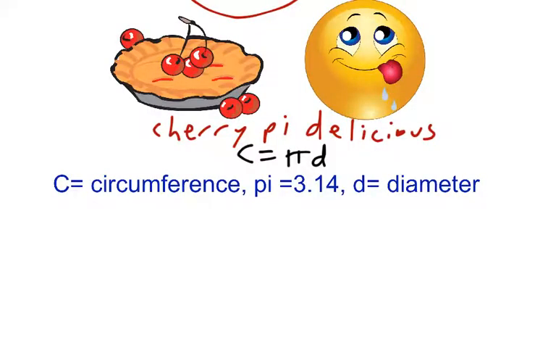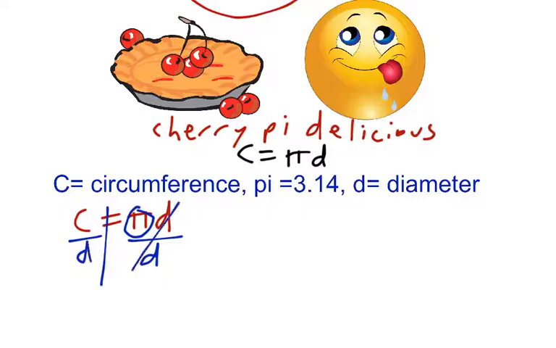All right, I want to make sure that you guys understand what pi really means, because pi is the ratio of something. Let's figure out what that is. If I wanted to solve for pi, I'm just doing a one-step equation. I would divide by the diameter divided by the diameter, and that's what pi would be. Pi is just the circumference over the diameter.